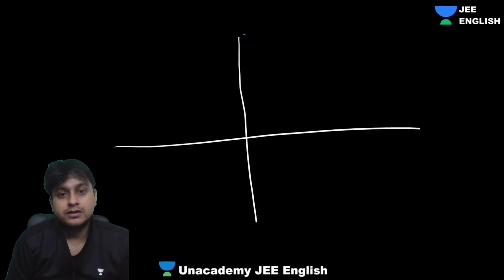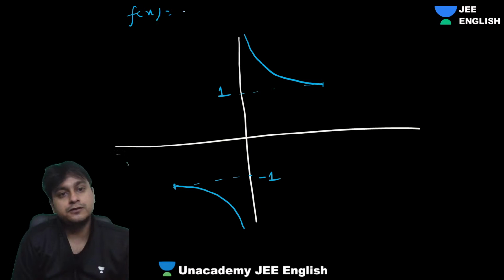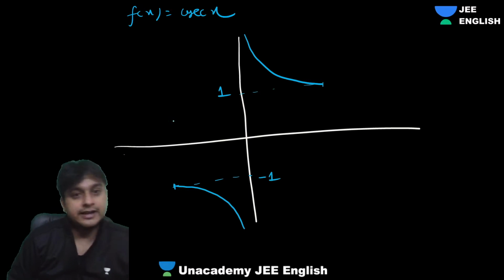Okay, the graph will be like this. Correct. This is the graph of... this is minus 1 point, this is 1 point. Okay, so this is the invertible function of cosec. So cosec x, f of x equals cosec x. So now cosec inverse we have to find out.